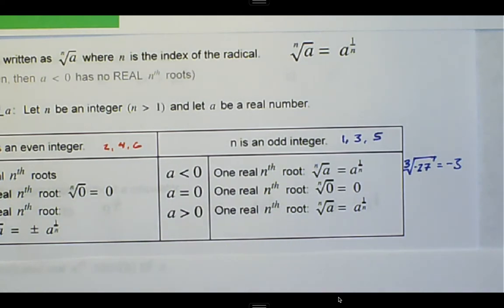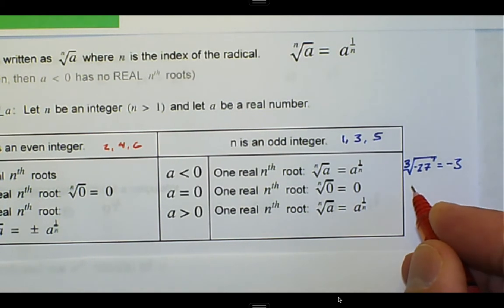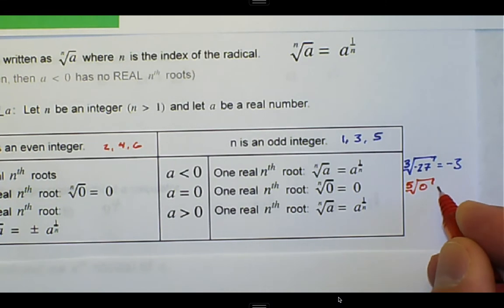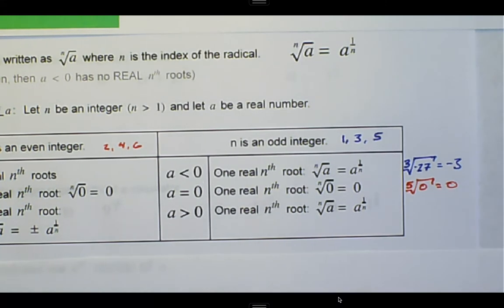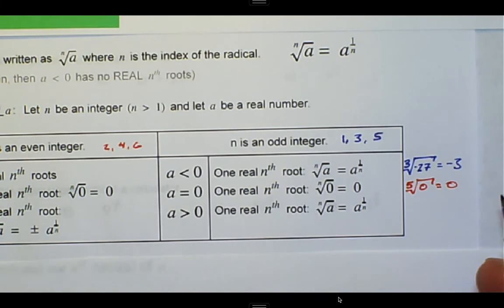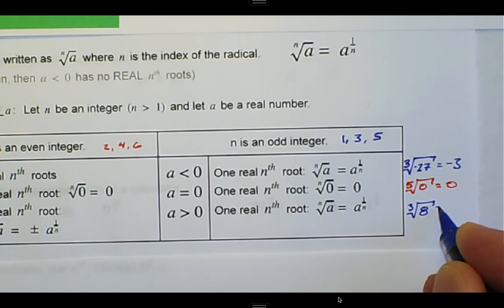Same thing for A equal to 0. So let's say that we take the fifth root of 0. The fifth root of 0 is still 0. So that's the same as it was before. And if A is greater than 0, meaning a positive number, so let's say we take the third root of 8. The third root of 8 is 2.